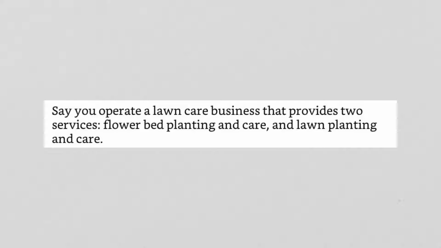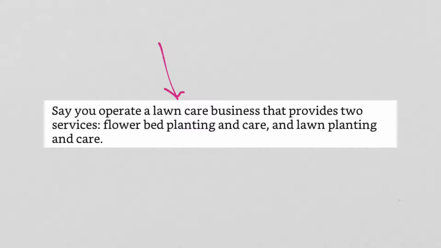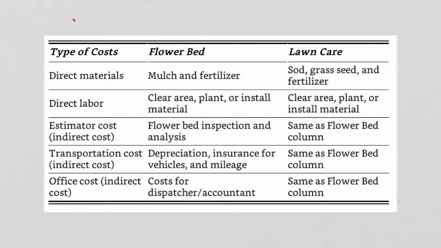Now let's see what this is. Let's take a look at this one. Activity-based costing to compute total cost, profit, and sale price. All right. Suppose it's a lawn care business. You have two services, flower bed and lawn planting. All right, good. Now we have direct materials. We've got direct labor. No problem there. Then we've got untraceable cost, which is we got a guy who estimates the cost to our customers, and the activity is estimating. We got a guy who transports what we need for the job. That's the activity, transportation. And we've got the back office.